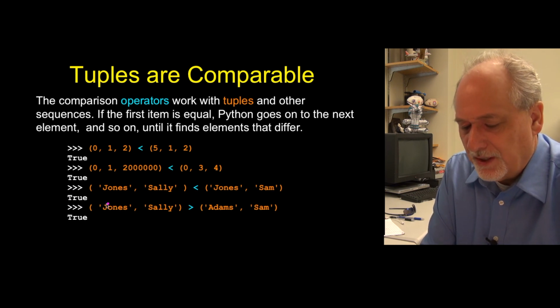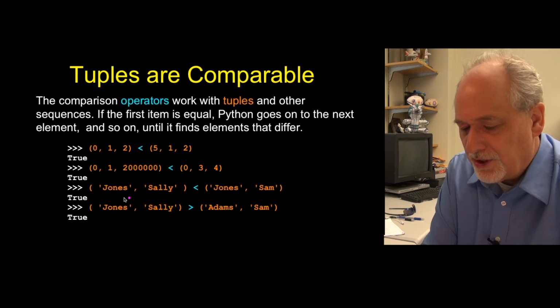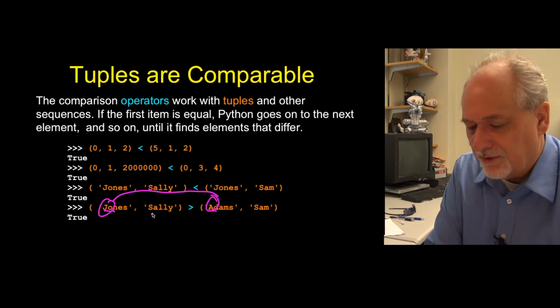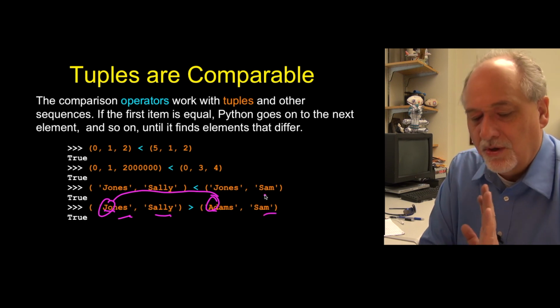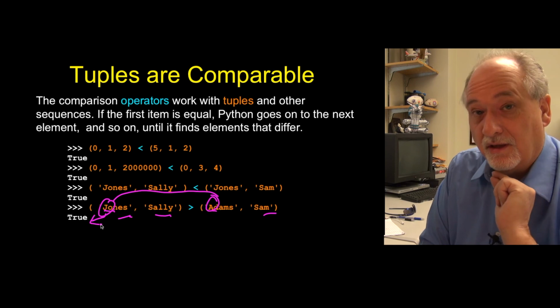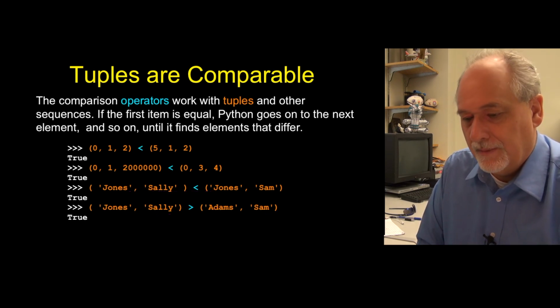If we say is Jones, Sally greater than Adam, Sam, well, we check the first one, and we check the J and the A. Well, J is greater than A, and so we don't have to look at anything else. We don't have to look at any more of these characters. We don't have to look at the second thing in the tuple. That is enough to be true. So it only scans until it has a definitive answer. It doesn't scan any further.